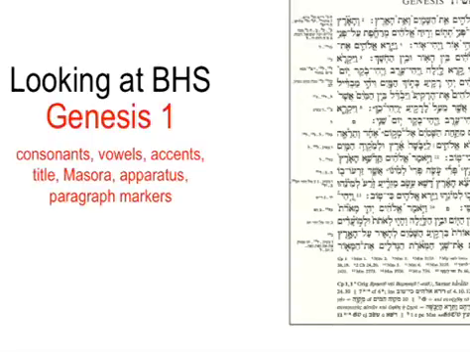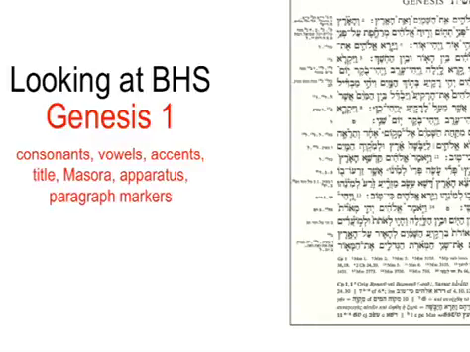Well, what's next? Look at your screen again with me. Now we're actually looking at the first page of BHS, Biblia Hebraica Stuttgartensia, or the Tanakh, or your Hebrew Bible. This is simply the image that you should be looking at as you're looking at your Hebrew Bible. Now we can see the three layers at work that we've just discussed, the consonants, the vowels, and the accents.